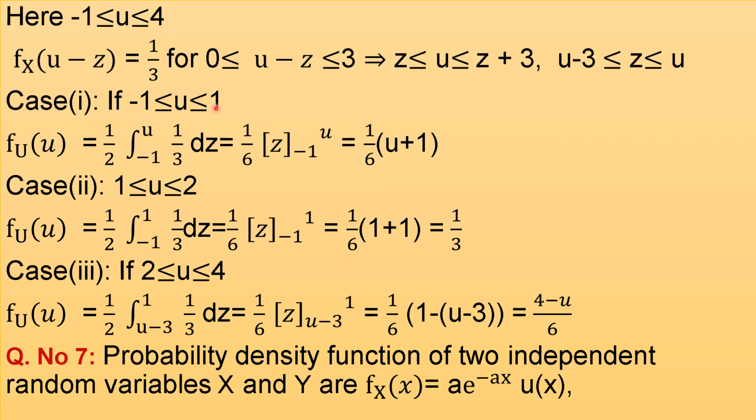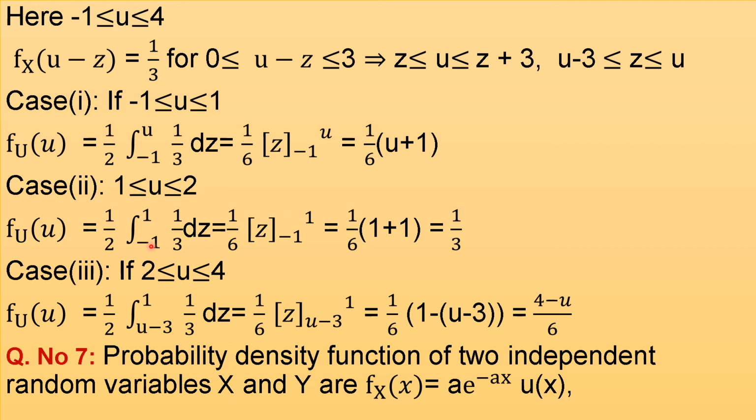Second case will take the interval from 1 to 2. U lies between 1 to 2. When u lies between 1 and 2, u minus 3 will be, when u is 1, u minus 3 is -2. When u is 2, u minus 3 will be -1. So when u lies between 1 and 2, u minus 3 lies between -2 and -1. So z should be greater than or equal to that. In that fu of u, integration with respect to z, and z lies between -1 and +1. So z cannot be outside that interval.